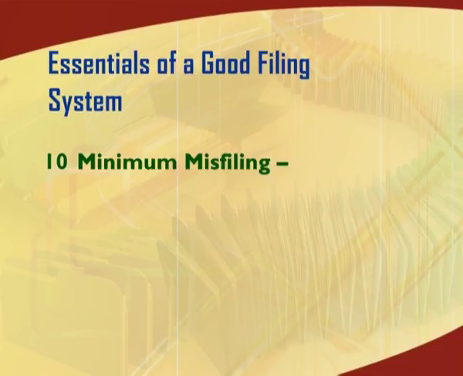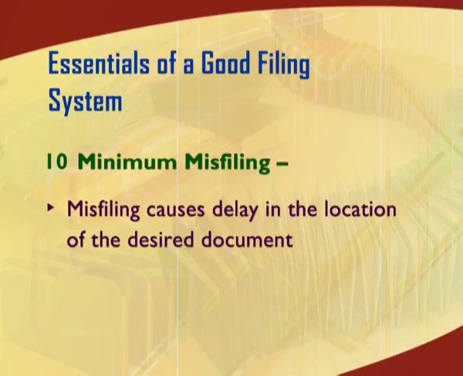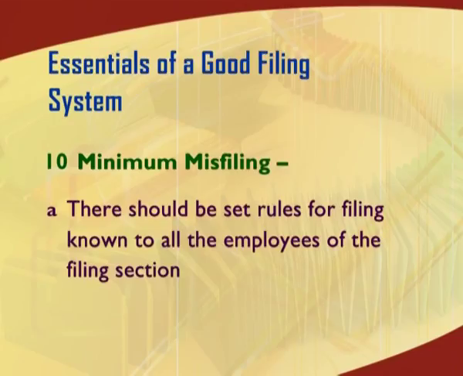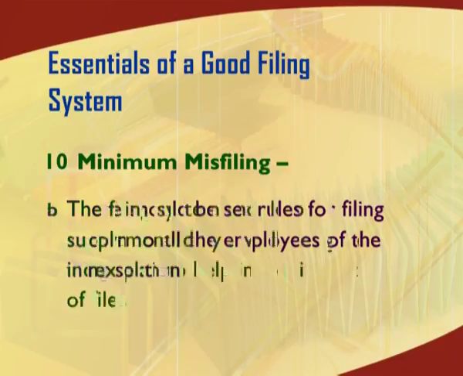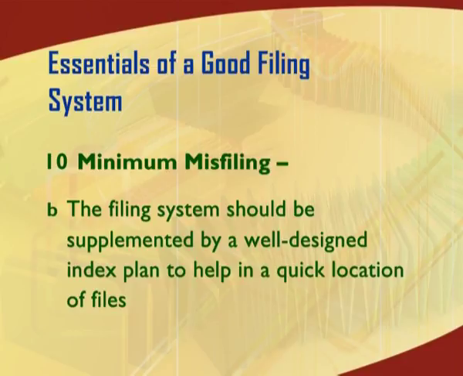Minimum misfiling. The chief difficulty is not in filing, but in finding. Misfiling causes delay in the location of the desired document. Certain steps should be taken to prevent misfiling. There should be set rules for filing known to all the employees of the filing section. The filing system should be supplemented by a well-designed index plan to help in a quick location of files.